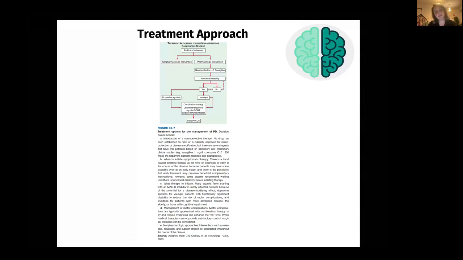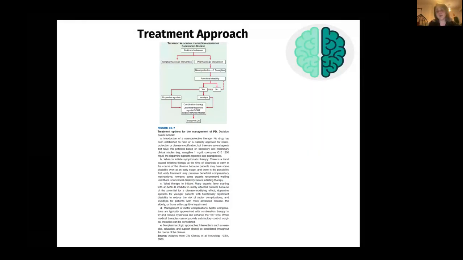And there is then the pharmacological intervention. We need to assess, when we're doing our physical exam and taking history, is there any component of functional disability? Because if there is, then levodopa would be the first medication to use. We can also use dopamine agonists, but most neurologists now would start with levodopa.